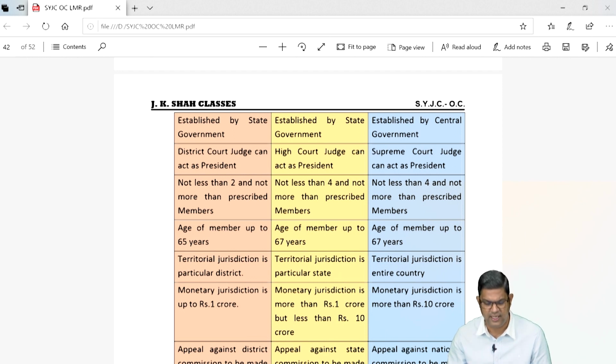फिर बात करते हैं इनका jurisdiction. अब jurisdiction मतलब कौन सा एरिया ये लोग कवर करते हैं या कौन से एरिया से इनके पास केसेस आ सकता है. So the territorial jurisdiction is a particular district. मतलब डिस्ट्रिक्ट कमीशन एक पर्टिकुलर डिस्ट्रिक्ट का ही केस लेगा. So the state commission's jurisdiction is only up to a particular state. And for the national commission, its jurisdiction will be the entire country. मतलब कोई भी स्टेट से उसके अंदर का कोई भी डिस्ट्रिक्ट से केसेस नेशनल कमीशन में आ सकता है.